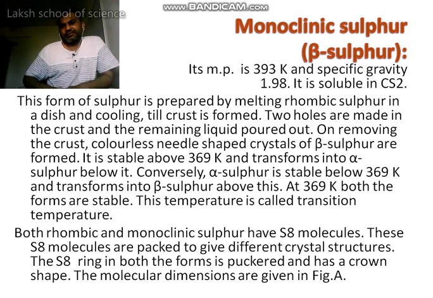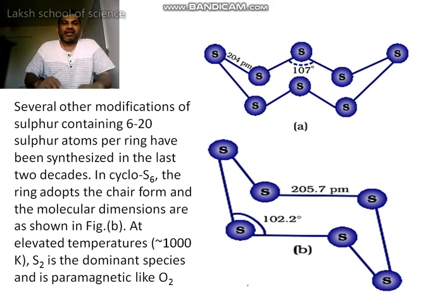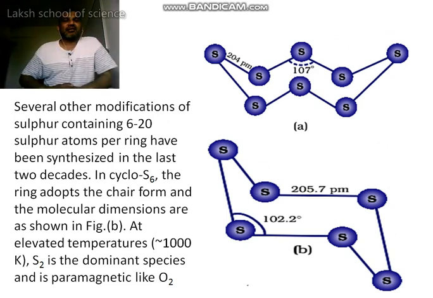Monoclinic sulfur has S8 molecules. Now this is interesting. Sulfur has catenation, so it can remain as the S element also, only S. It can remain as S2, it can remain as S6 and S8, it can remain as S20. So lots of things we can talk about regarding sulfur. These S8 molecules are packed to give the structures.